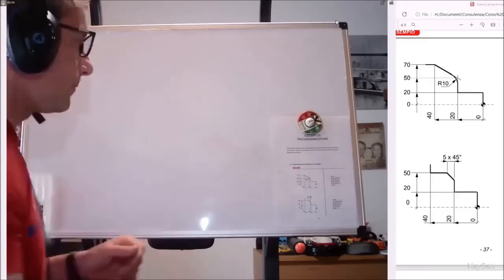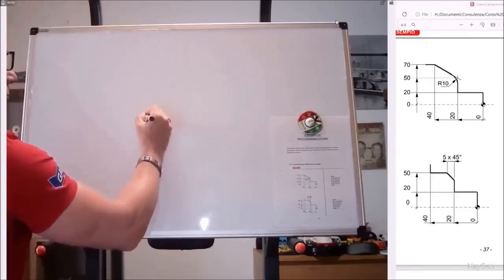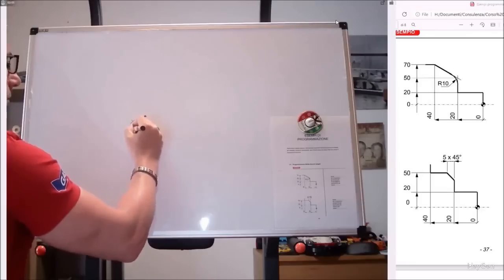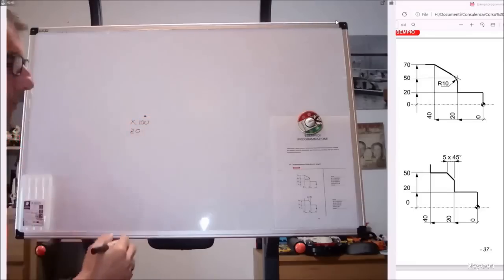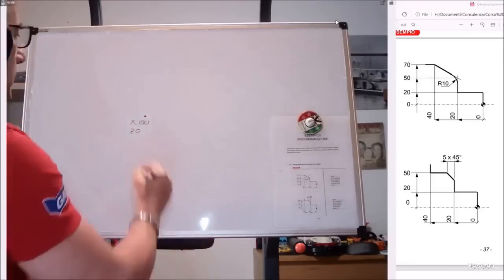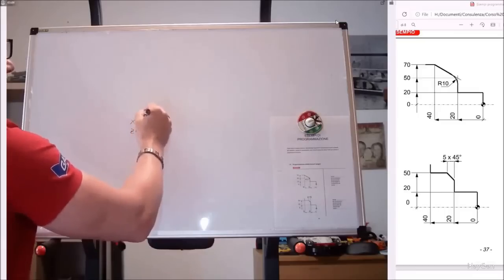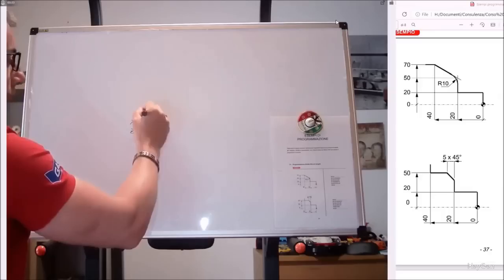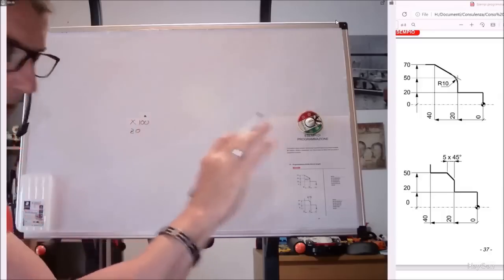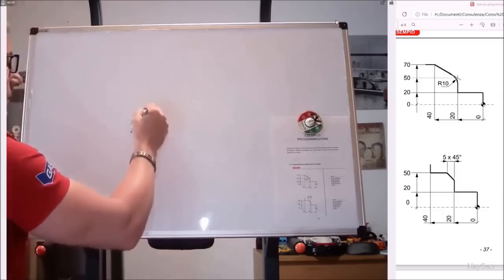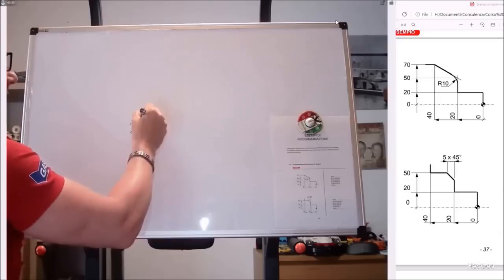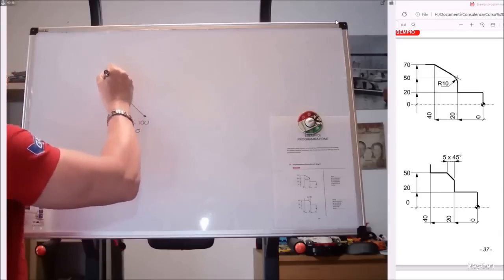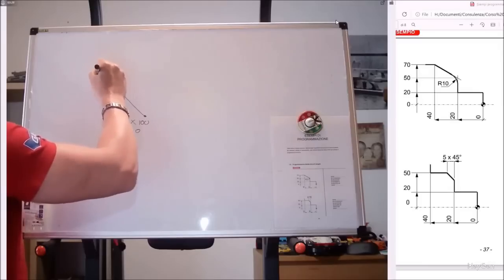So first of all, the angle function. If I am at a certain point, let's say I am at x100 z0, I can tell my machine to move at an angle. Let's say I want to make a chamfer at 45 degrees. So I give it the angle. I will tell you later what I give it. But I say I want a chamfer at 45 degrees until x110.